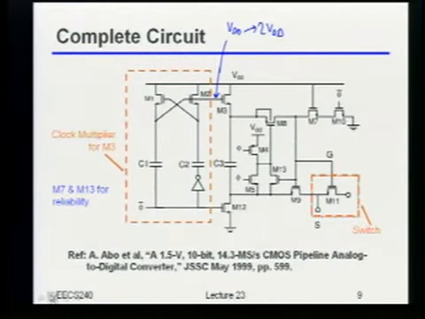Well, the way I do that is with this so-called clock multiplier, which is the thing that I've boxed in red right here. It's also sometimes called a charge pump. Notice, by the way, these two are also NMOS transistors. How many of you have seen this kind of clock multiplier or charge pump before? Okay, a few of you.